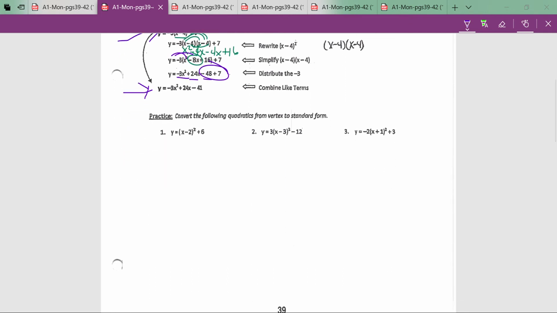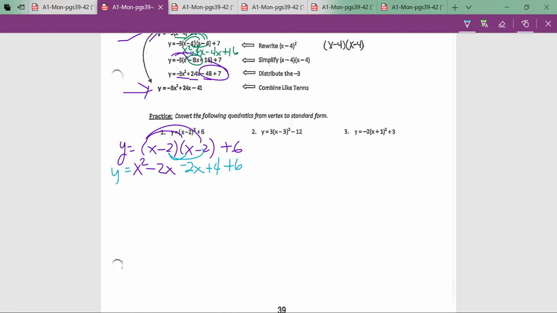Alright, some examples on the bottom. Number 1, you don't have anything in front of the parentheses, so that'll save us a step. First thing is, write that x minus 2 twice. Then we do FOIL. X times x is x squared, x times negative 2, negative 2x. And you move over to the next term. Negative 2 times x, negative 2x, and negative 2 times negative 2 is positive 4. Since we don't have a number in front of the parentheses, I can actually just bring down that plus 6, and just combine like terms.